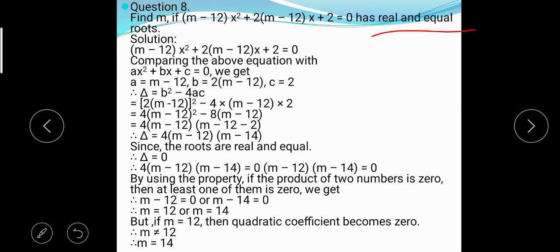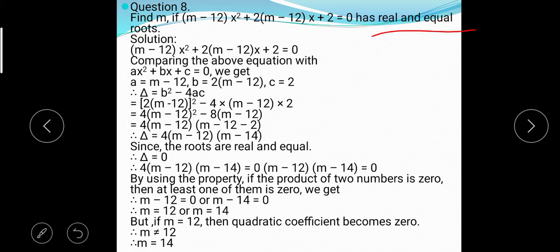If you know how many types of roots there are, if the roots are real and equal, if the roots are unequal, if the roots are not real, that you have to remember. If you don't remember when the roots are real and equal, then how will you use it in the question at the time of writing the solution? Then you can't solve the question. So remember that this is very important.